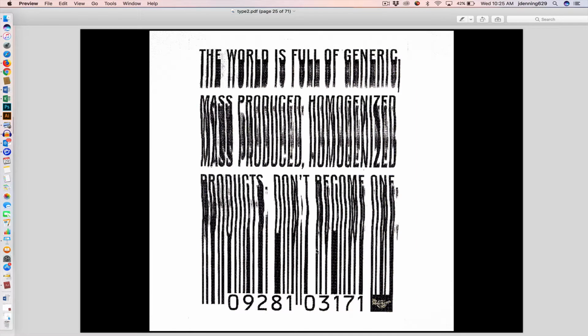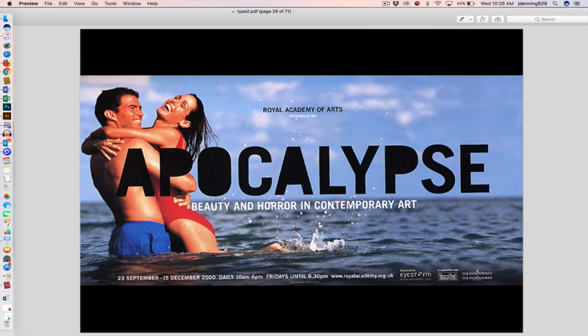It's a great ad campaign for hunger. Oh, sorry, not for hunger, for homogenization. The world is full of generic, mass-produced, homogenized products. Don't become one. And they're just using that price tag. So here's another example of contrast. Look how different the apocalypse is from the image. The image showing this happy, beautiful couple frolicking in the water, and then this really dramatic, ugly, dangerous word all in black.